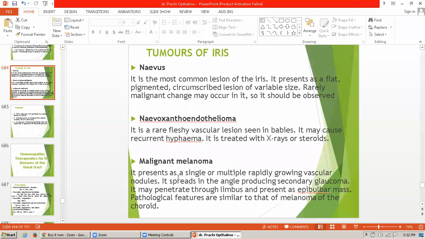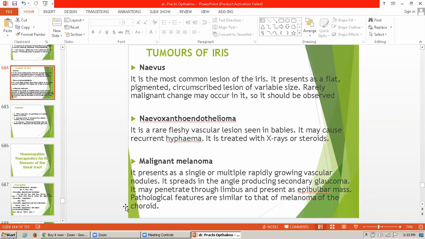Then malignant melanoma. Malignant melanoma presents as a single or multiple rapidly growing vascular nodule, and it spreads in the angle producing a secondary glaucoma. It may penetrate through the limbus and present as an epibulbar mass. Pathological features are similar to that of melanoma of the choroid.